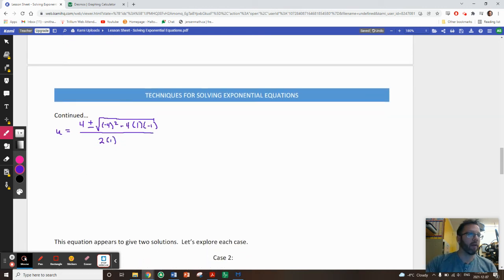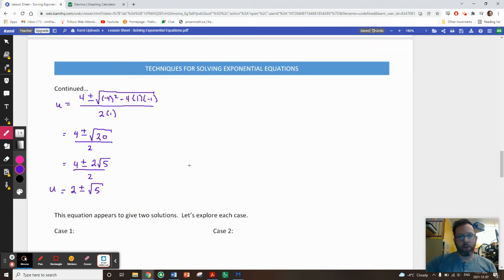All right, so let's continue on here. Equals 4 plus or minus the root of, so we get 16 plus 4, which is 20, all divided by 2. And we can actually write this a little cleaner because root 20 is like the root of 4 times 5, and the root of 4 is 2. So root 20 we can write as 2 root 5, all divided by 2. And then everything there can be divided by 2. And what you're left with is that u is equal to 2 plus or minus the root of 5.